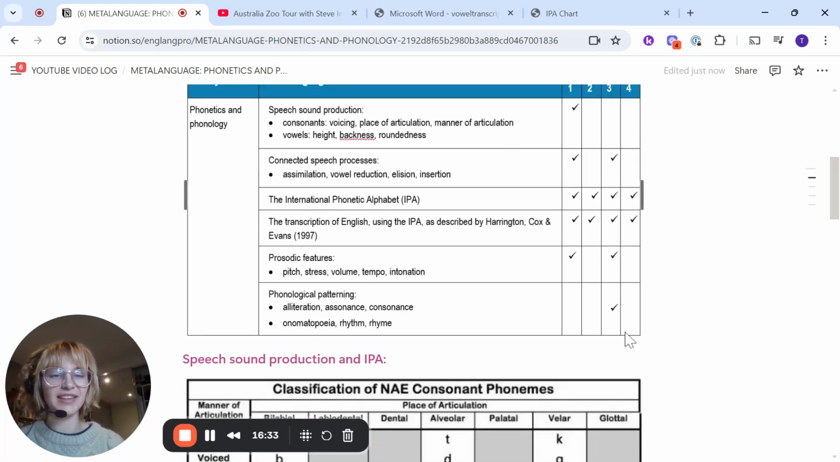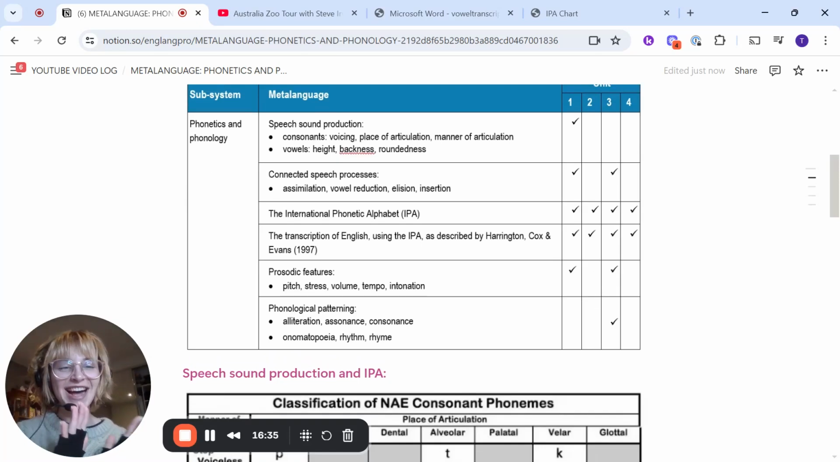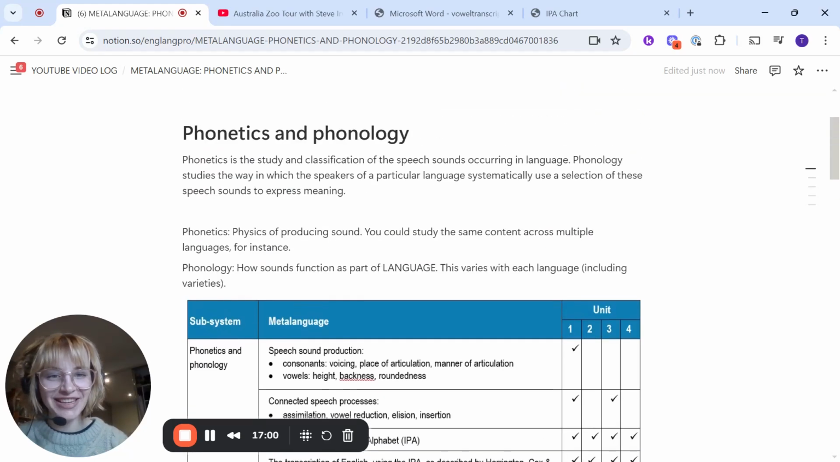With that, I hope this has been very helpful for you guys. Super fun journey to start on English language. Know your metalanguage. If you're coming back for final revision, good luck for your exams. This will be helpful. Know especially connected speech processes, prosodic features, phonological patterning. You need to know those. IPA, have an awareness that it exists. That's really all. And speech sound production, leave that for past you in year 11 or you guys in year 10 and 11 to really get to know well.